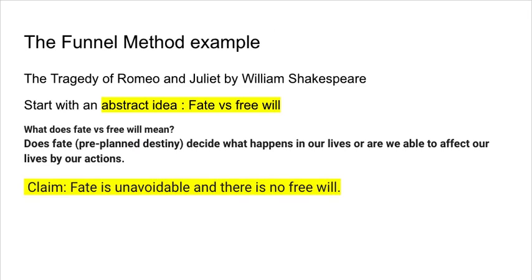Let's look at an example. Let's imagine we're writing a literary analysis essay about the tragedy of Romeo and Juliet by William Shakespeare. So we can start with an abstract idea, fate versus free will. We are thinking about, does fate decide our lives, or are we able to affect our lives by our own actions? In my essay, I will make the claim that our lives are decided by fate and there is no free will. No matter what Romeo and Juliet did, their fate had predetermined that they would never get married.